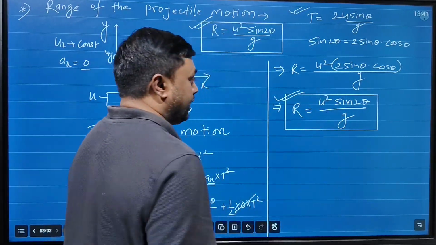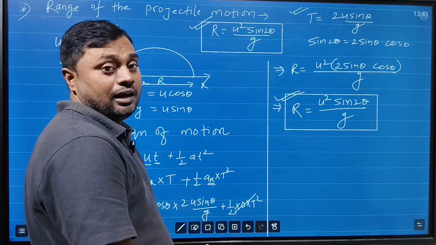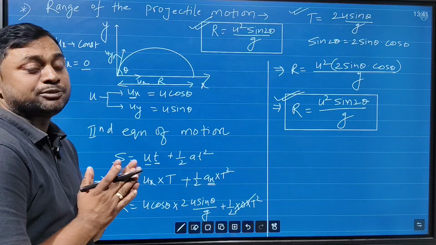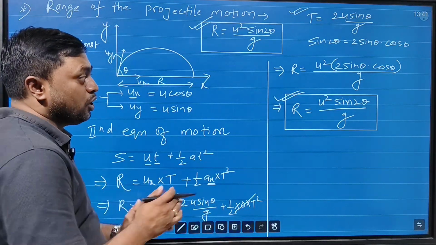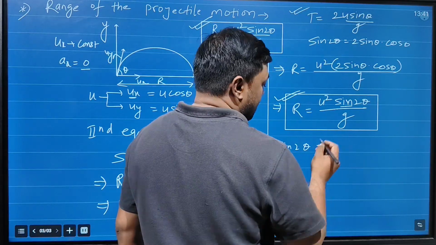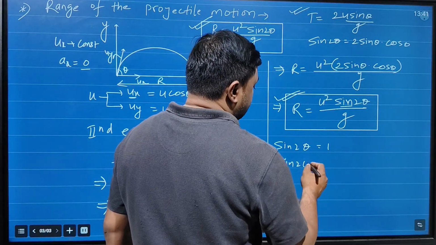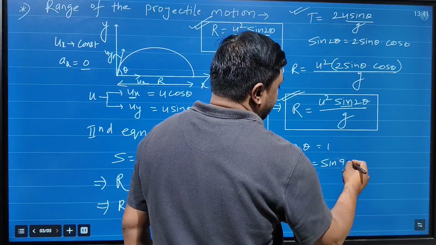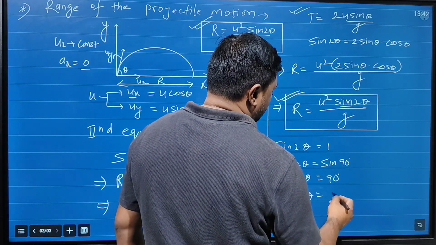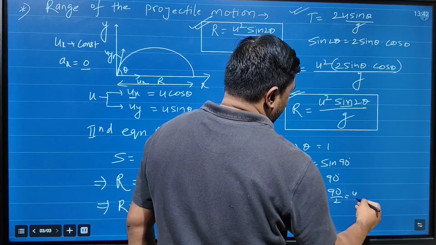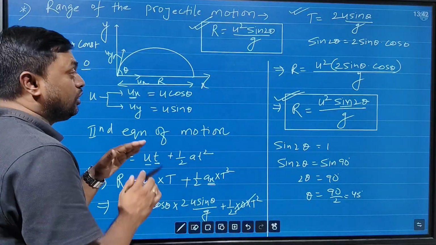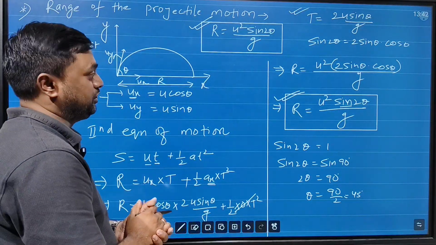One more thing you should remember: at what angle should the projectile be projected so that the range is maximum? To get the maximum range, the maximum value of sin 2 theta is 1. For what value is sin equal to 1? Sin 90 degrees. So 2 theta is 90 degrees, so theta is equal to 90 by 2, that is 45 degrees. Whenever a particle is projected at 45 degrees, it will reach the maximum range.